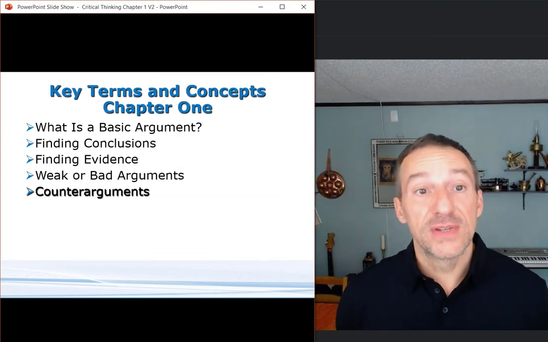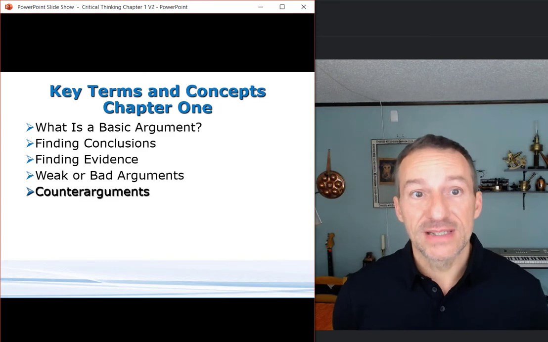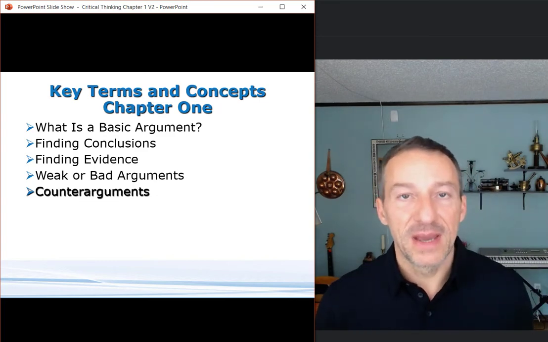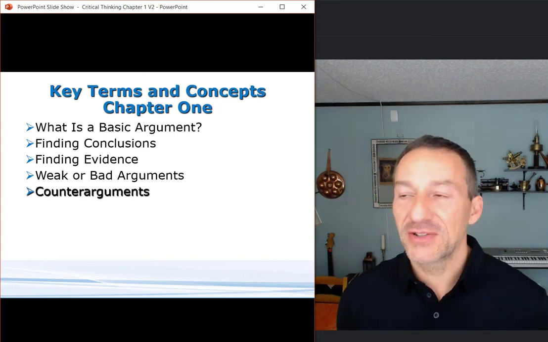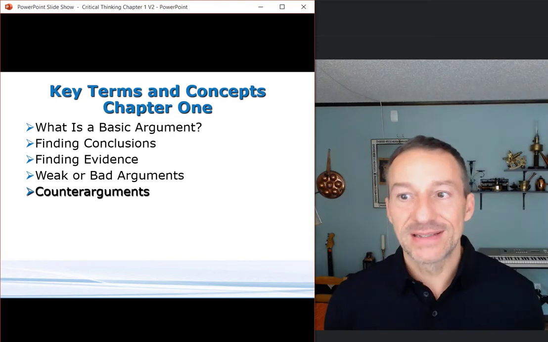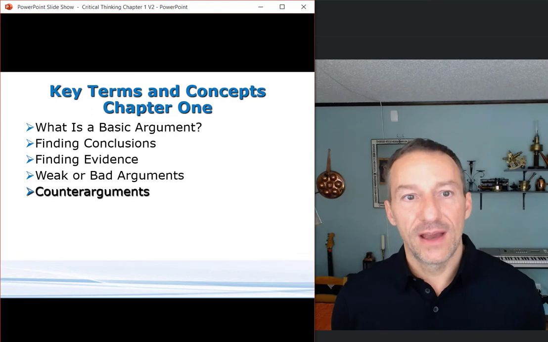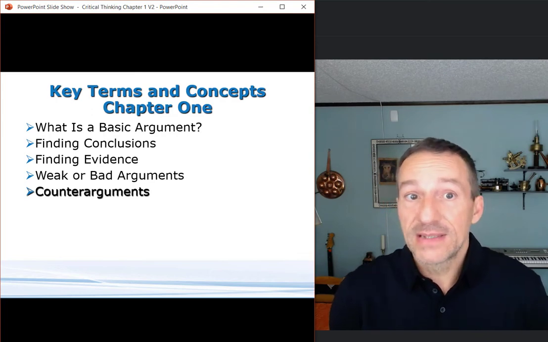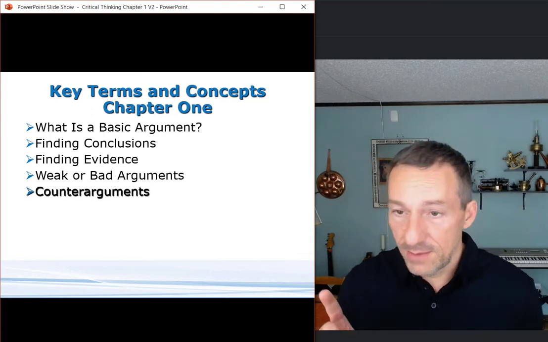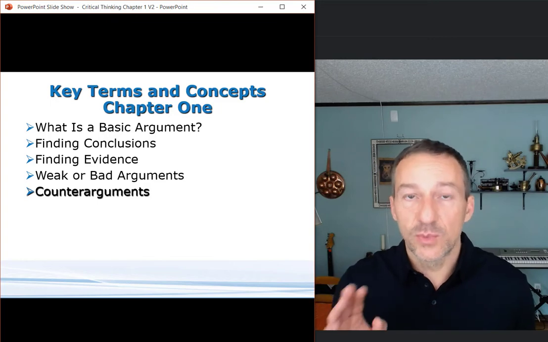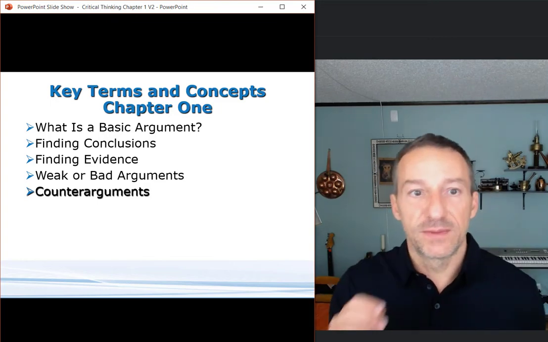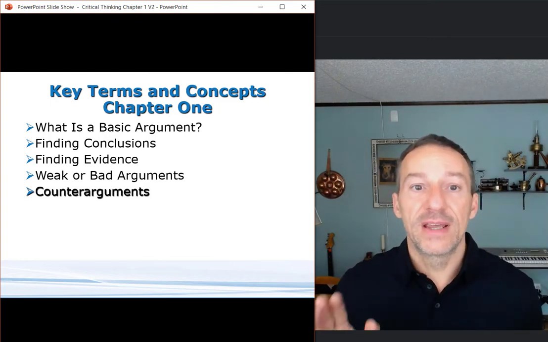Okay, related to this, weak and bad arguments. Sometimes basic arguments make claims that are untrue. So you can actually have a true argument, but that doesn't necessarily mean it's a good argument because they might have weak or low quality evidence. Even so, they are basic arguments if they have both a claim and a conclusion, and at least one supporting piece of evidence for it.